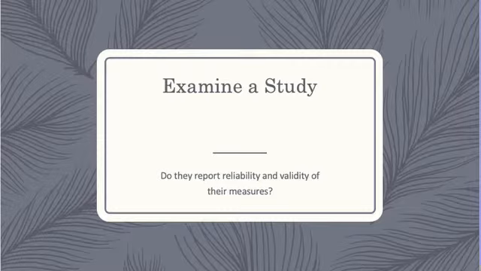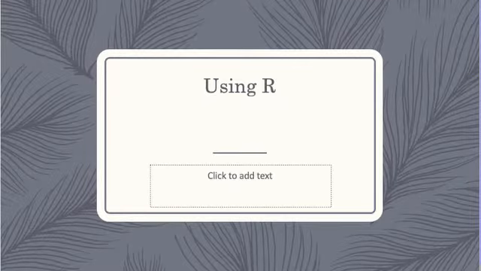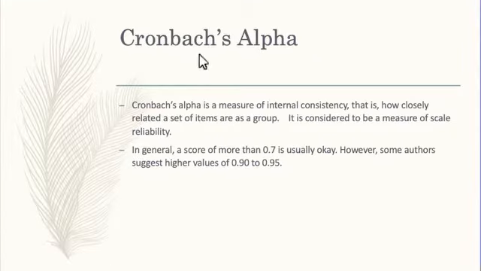So when we look at a study, we want to make sure that they report reliability and validity of their measures. When we talk about the reliability and validity of a measure, Cronbach's alpha is usually the one that is described. Cronbach's alpha is a measure of internal consistency, that is, how closely related a set of items are as a group. It is considered to be a measure of scale reliability. In general, a score of more than 0.7 is usually okay. However, some authors suggest higher values of 0.9 to 0.95.